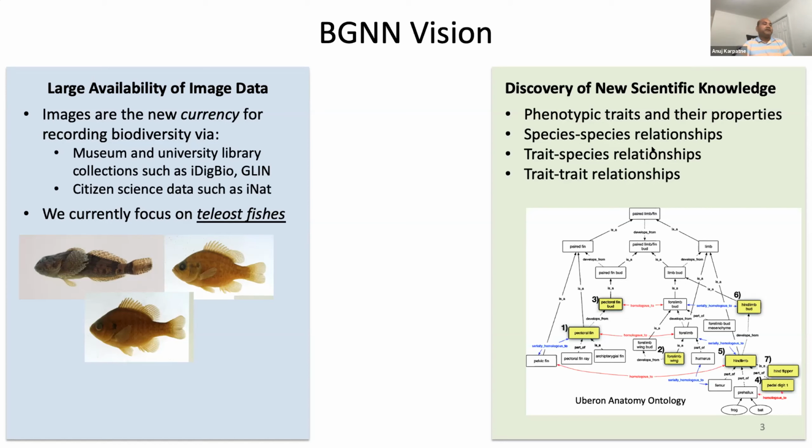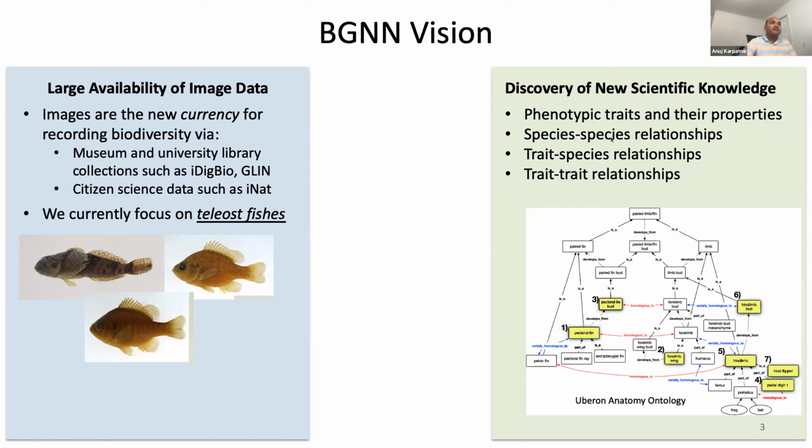The other compartment is the availability of existing scientific knowledge about teleost fishes, right? So this knowledge is available in the form of different types of relationships between biological entities. For example, for teleost fishes, we have understanding of the phenotypic traits, for example, the different types of fins, and their properties that help distinguish between the different species. Right?